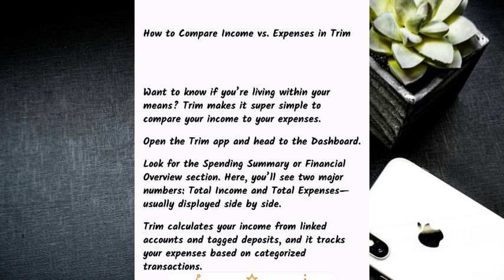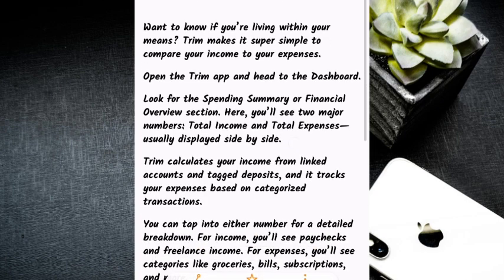First, open the Trim app and head to the dashboard. Then you're going to look for the spending summary or financial overview section. Here you're going to see two major numbers, total income and total expenses, usually displayed side by side. Trim calculates your income from linked accounts and tagged deposits, and it tracks your expenses based on categorized transactions.